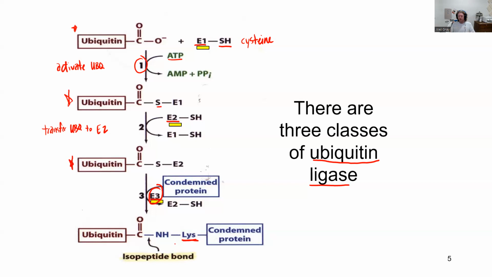So at any rate, this is the process of ubiquitination. You have to activate that 76 amino acid long polypeptide, that ubiquitin, and add it to E1. E1 transfers ubiquitin onto E2. E2 then serves as the kind of conduit or gatekeeper that E3 can take ubiquitin from E2 and put it onto our protein that we're going to degrade.